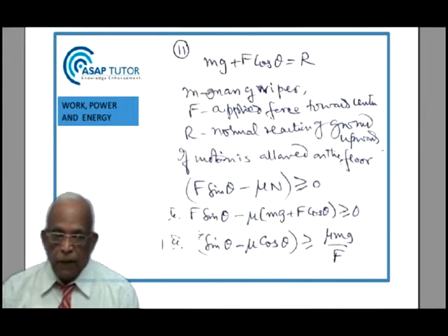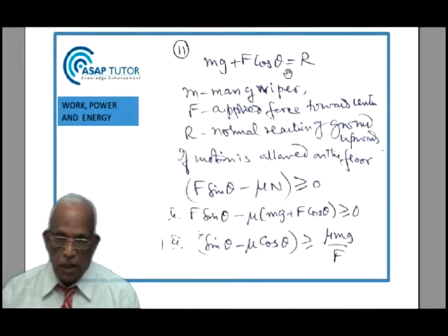Notice that mg plus F cos theta equals R, that is the normal reaction. M is the mass of the wiper, F is the applied force towards the center, and R is the normal reaction of the ground upwards. If motion is allowed on the floor, then F sin theta minus mu N is greater or equal to 0. I am going to substitute for my normal reaction, R, which is the same thing as N here. So F sin theta minus mu (mg plus F cos theta) is greater or equal to 0, and then this is possible.